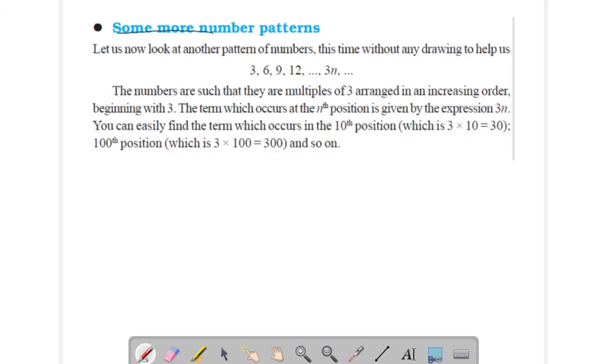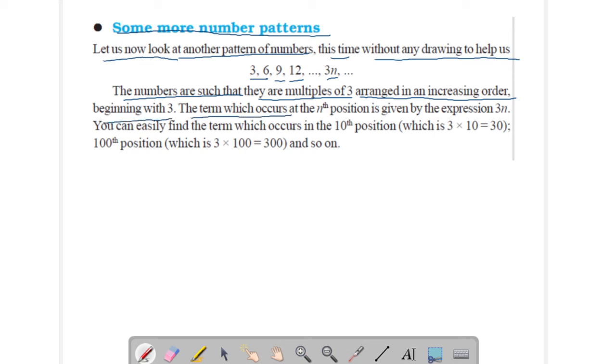Some more number patterns. Let us now look at another pattern of numbers, this time without any drawing to help us. That is 3, 6, 9, 12, and so on up to 3n. Here, the numbers are such that they are multiples of 3, arranged in increasing order, beginning with 3.